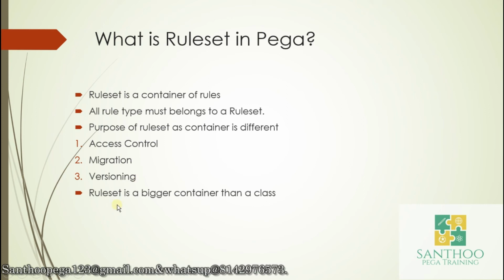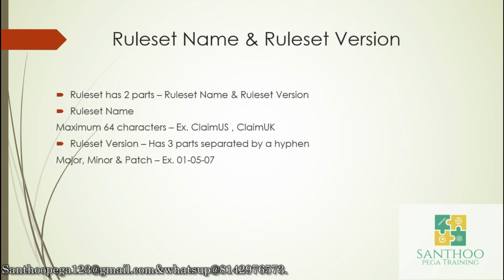And a rule set is not comparable to a class. It's not a simple class. It's more than a class. In a rule set, many classes are covered, right? There is one rule set, and it will contain a number of rules which belong to multiple classes. So it is a bigger part, more than the class. And this is the rule set name and rule set version, and there we have to look at the rule set and rule set version. So these are the major, minor and patch versions, right? So these are the versions.